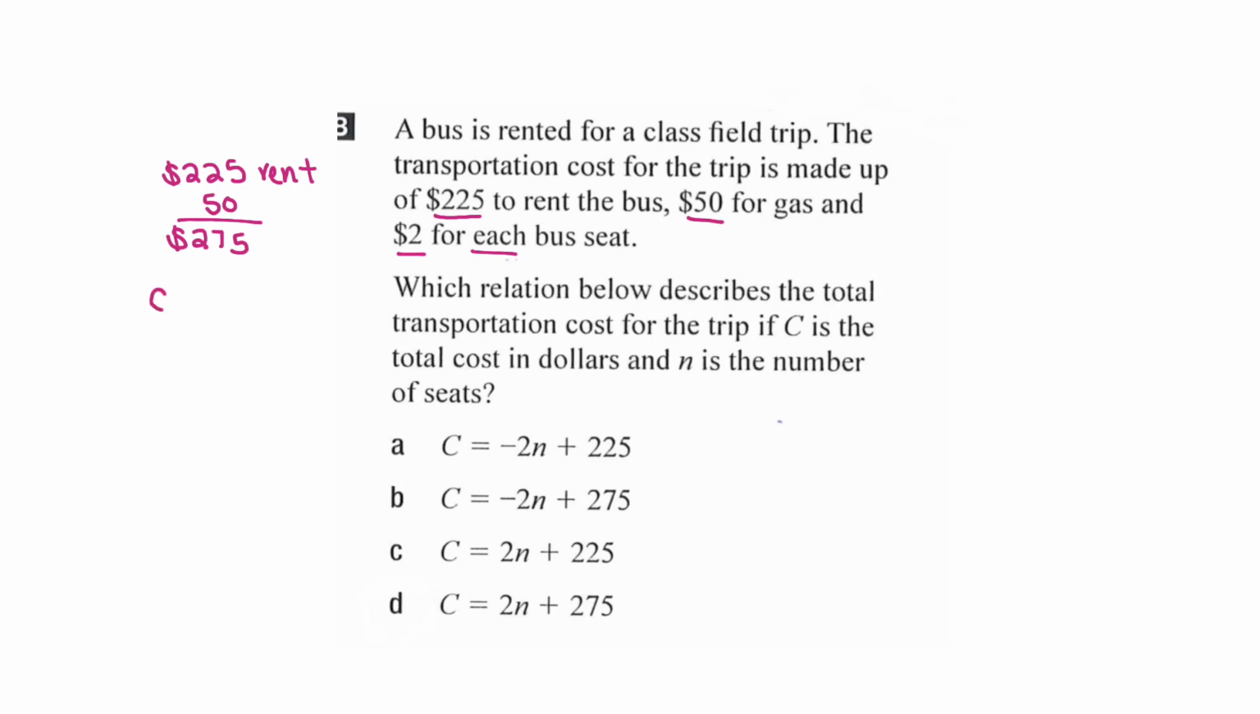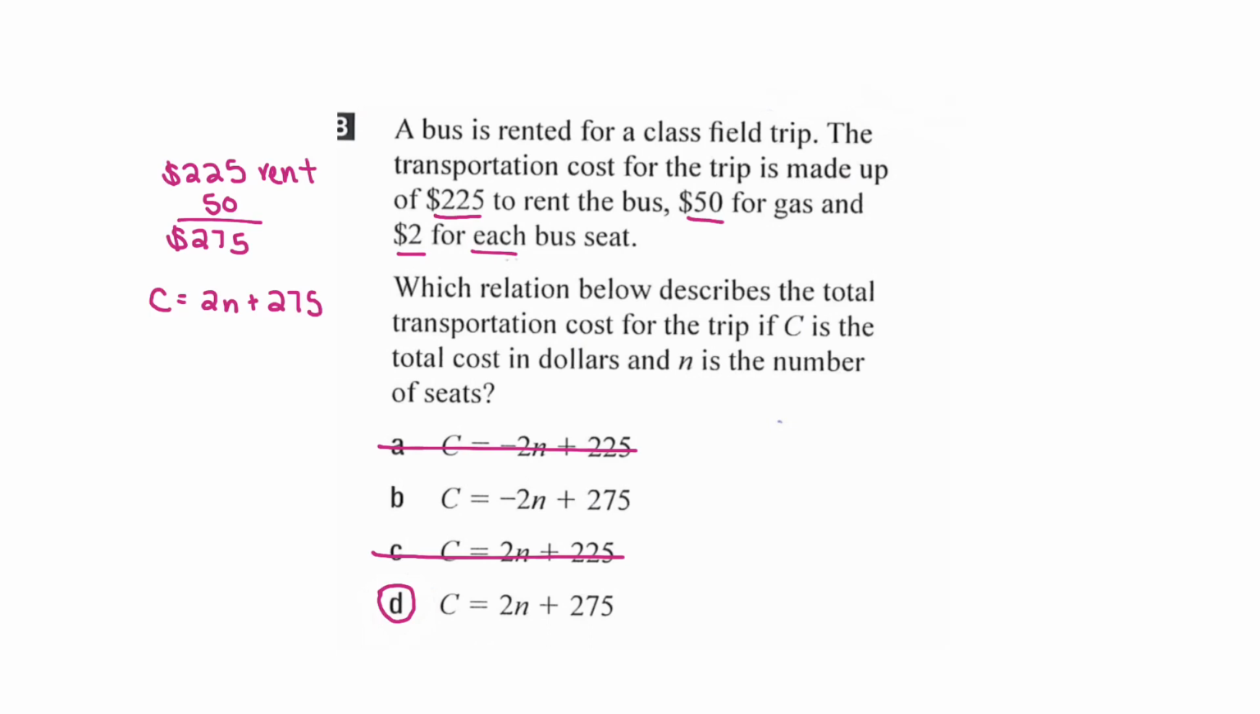So our answer is going to be C equals 2n plus 275. So let's look and see if that is an option. So it is. If we look down at the last option, C equals 2n plus 275, so it's D. But let's just take a bit of time and talk about why the other ones are wrong. So we can actually get rid of these two altogether, A and C, because the initial value was 225. So that was wrong. So it had to be B or D.